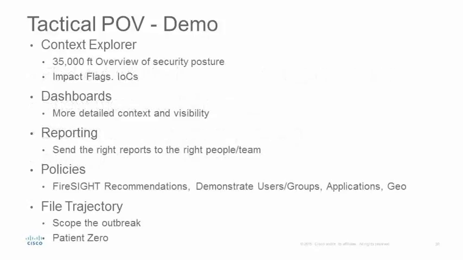So for the demo flow, or basically what I do on day one of a POV once we start seeing good data, is I walk them through Context Explorer, which is a nice high-level overview of their entire security posture and all events, right? I drill down on impact flags, and I emphasize the importance of indications of compromise, because that's a pretty big differentiator with our solution, right?